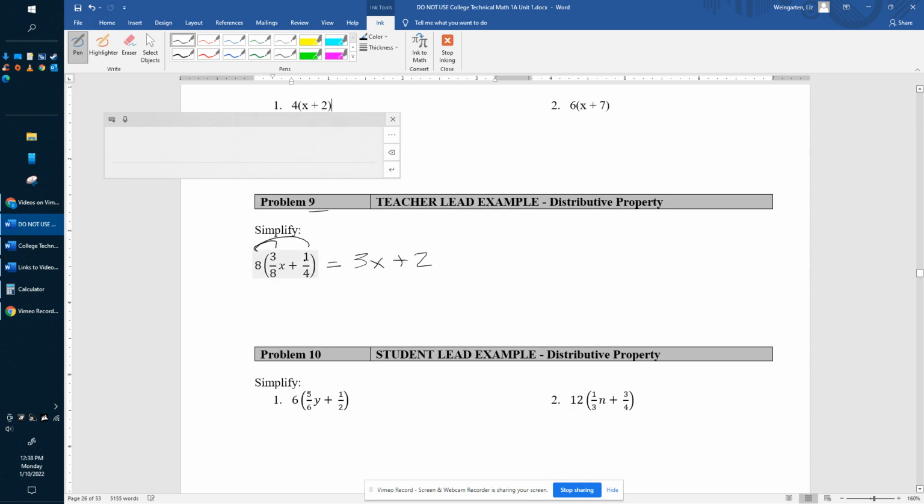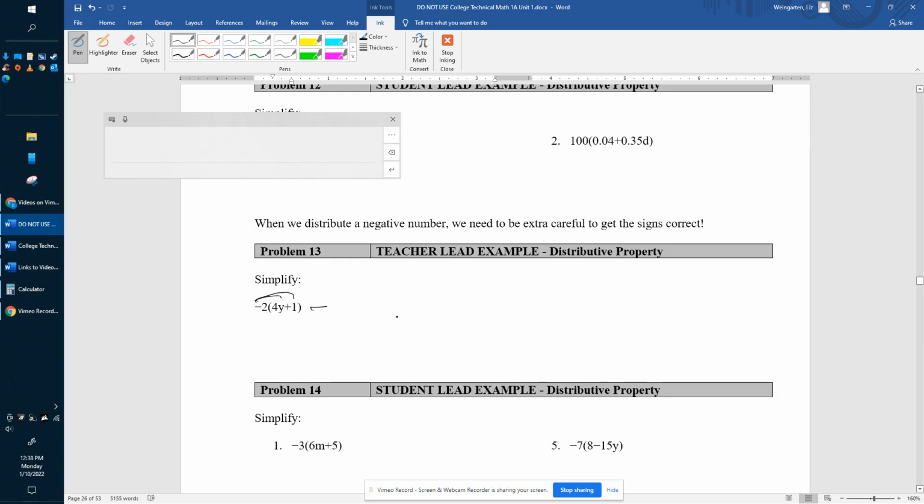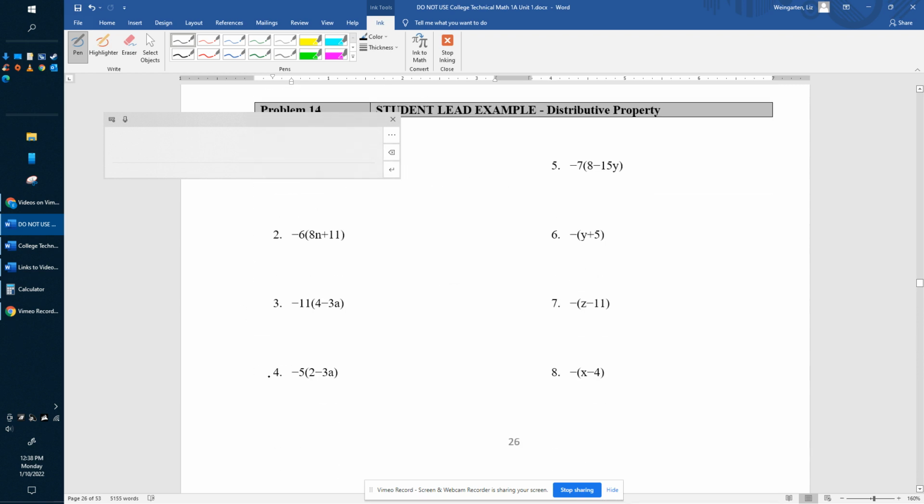So that's going to give us -2 times 4y, which is going to give us -8y. -2 times 1 is going to give us -2, so we're going to get -2. So our final answer is going to be -8y minus 2. That negative has to distribute both times. Every time you're distributing, you have to distribute that negative.